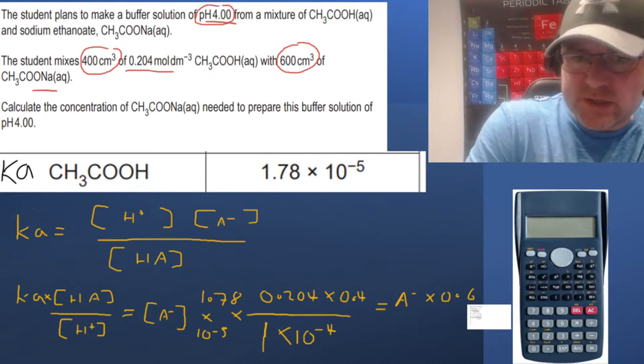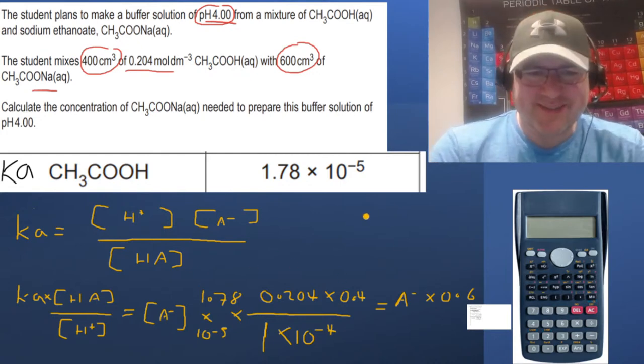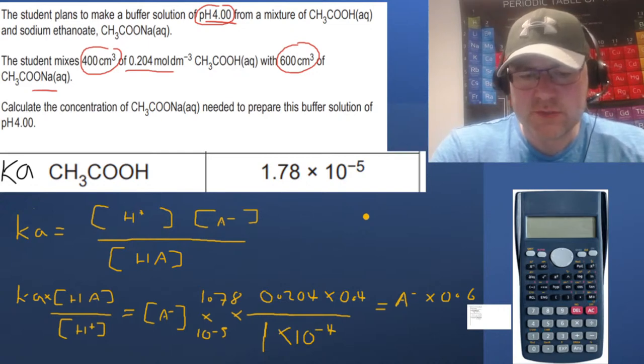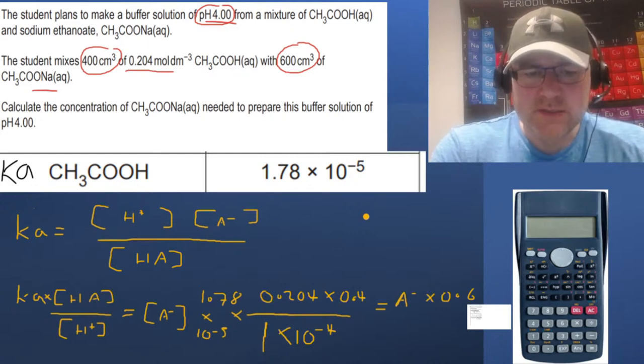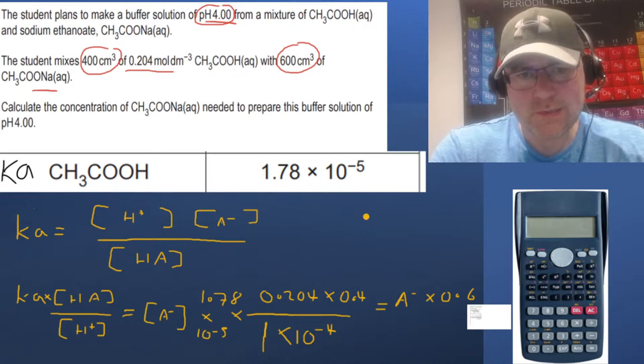Right, I'm back for this sick question. Okay. Right, where am I? Okay, let's work this out. So, what do we have to do here? So, we can go 1.78 times 10 to the minus 5 multiplied. This is where I need to get my brackets out, because this is where I make my mistakes when I don't use brackets. 0.204, yep, it was 0.204 times 0.4.